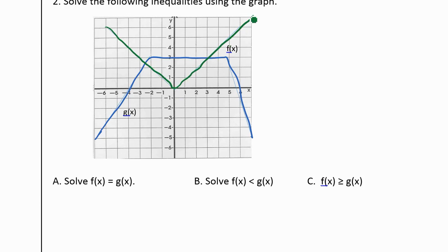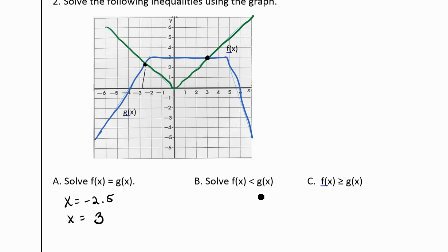So if we want to solve where is f of x equal to g of x, remember we're looking for the x coordinates of the intersection. So we could say something like x equals negative 2.5, just estimating, and x equals 3. Now, that's really going to help us for the rest here.